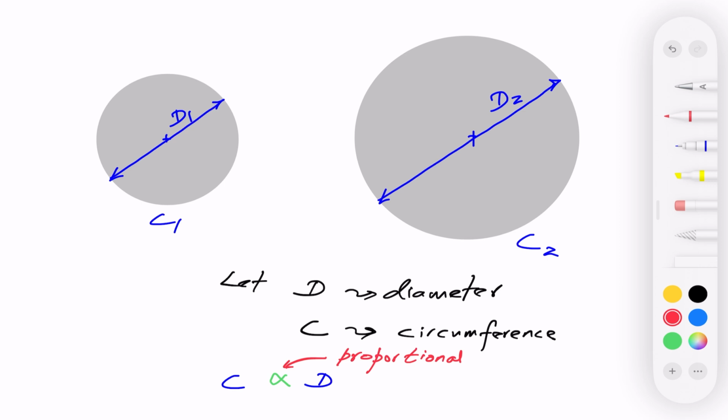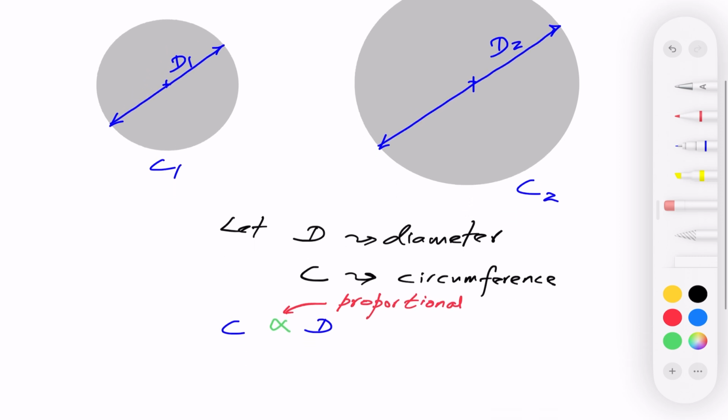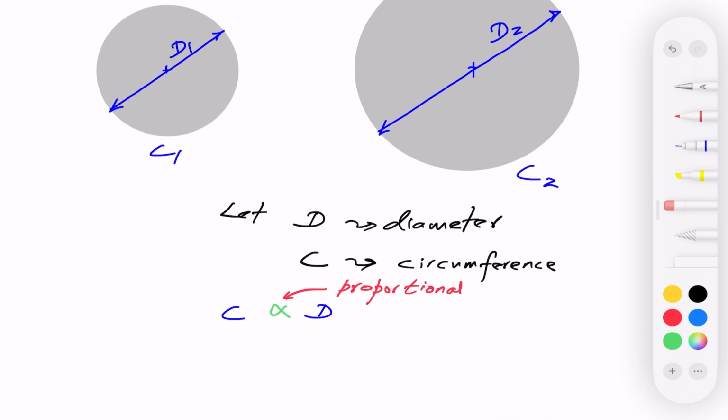I used that one to say proportional. Of course, there's another popularly used symbol also for proportionality. You can use 4 dots like this to say two quantities are proportional. For this explanation, I will stick to alpha for the proportionality.